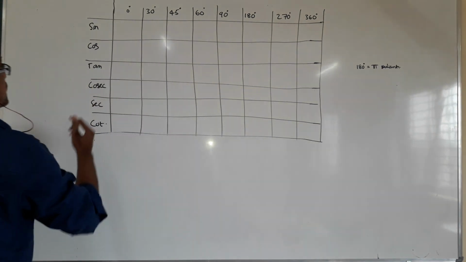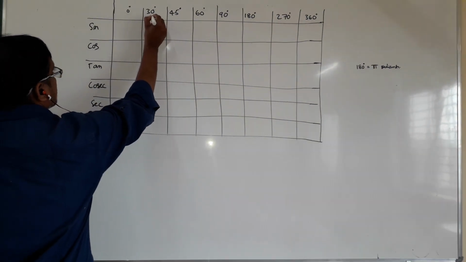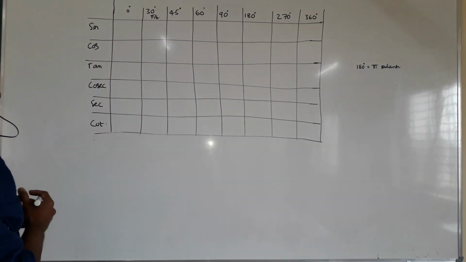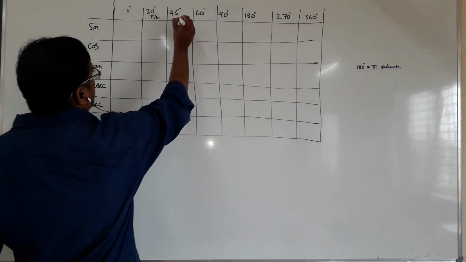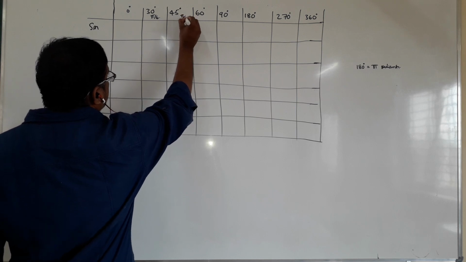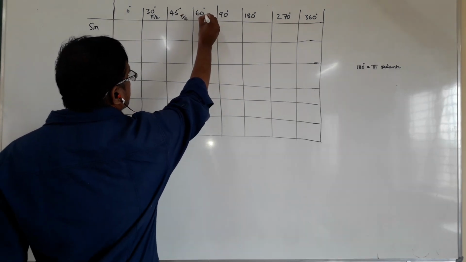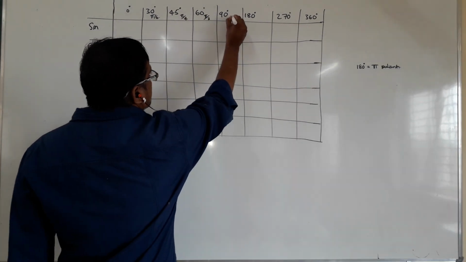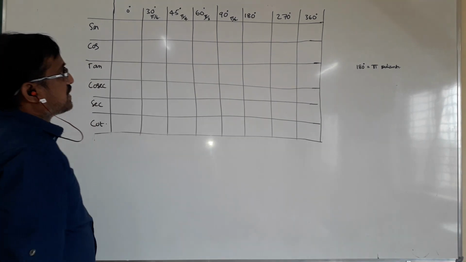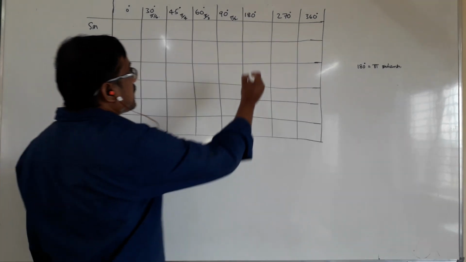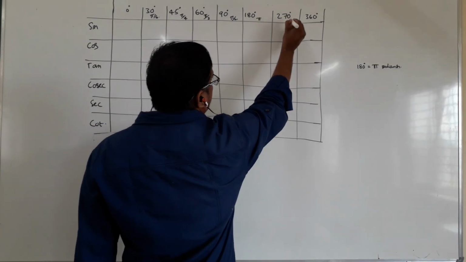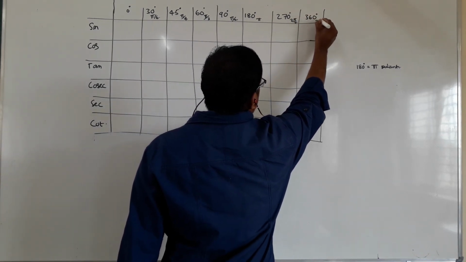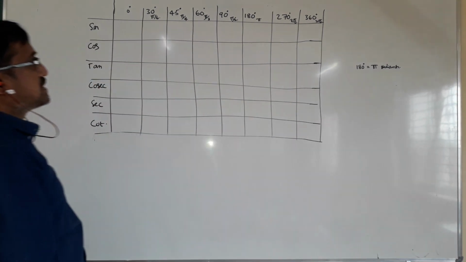So 0 degrees, 30 degrees, and this can be read as pi by 6 radians. 45 degrees can be read as pi by 4 radians. 60 degrees is pi by 3 radians. 90 degrees is pi by 2 radians. 180 degrees is pi. 270 is 3 pi by 2. 360 is 2 pi radians.